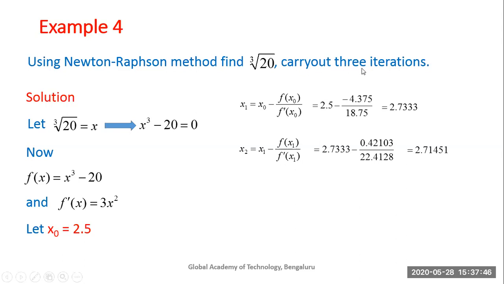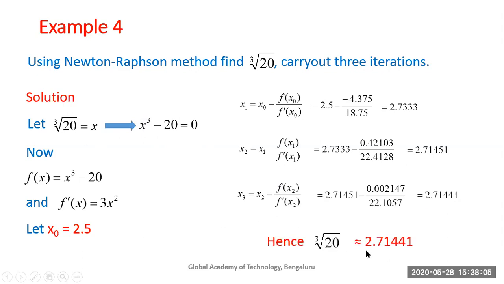Since the question is to carry out 3 iterations, find x3. We get 2.71441 using this x2. So at the end of 3 iterations, the value of x is 2.71441, which is the root of this equation. The root of this equation is nothing but the value of the cube root of 20. So the cube root of 20 is approximately 2.71441, which you can verify using the calculator.